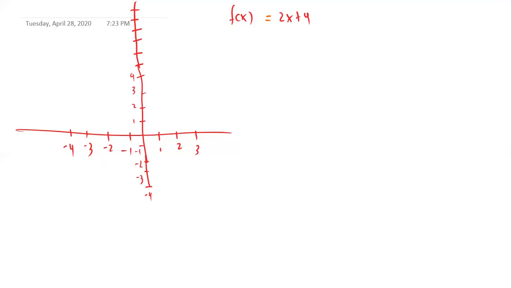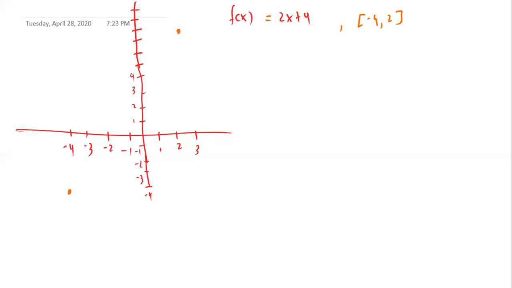So let's just plot the endpoints. Remember, the interval is -4 to 2. What's the function value when x equals -4? Plug in x equals -4: -4 times 2 is -8, plus 4 is -4. So we get the point (-4, -4). And then when x equals 2, you get 2 times 2 is 4, plus 4 is 8. So we actually only go up to 8: 5, 6, 7, 8. So up to here. And then that's the graph.